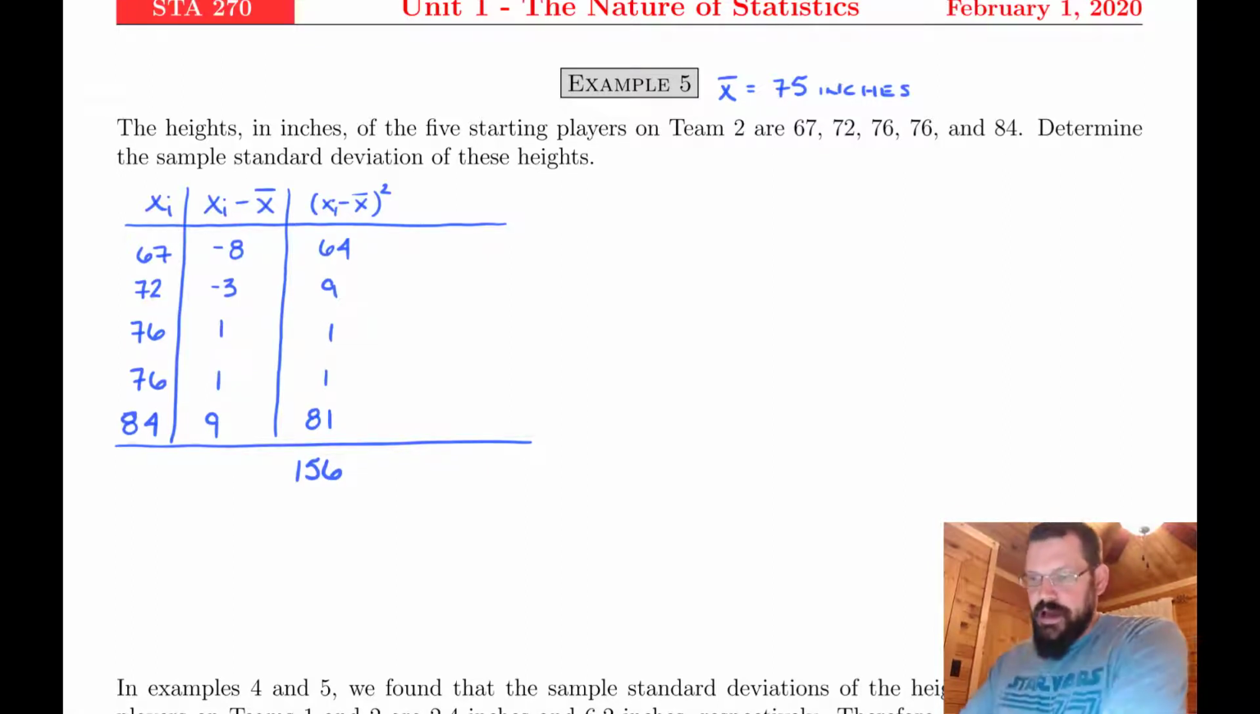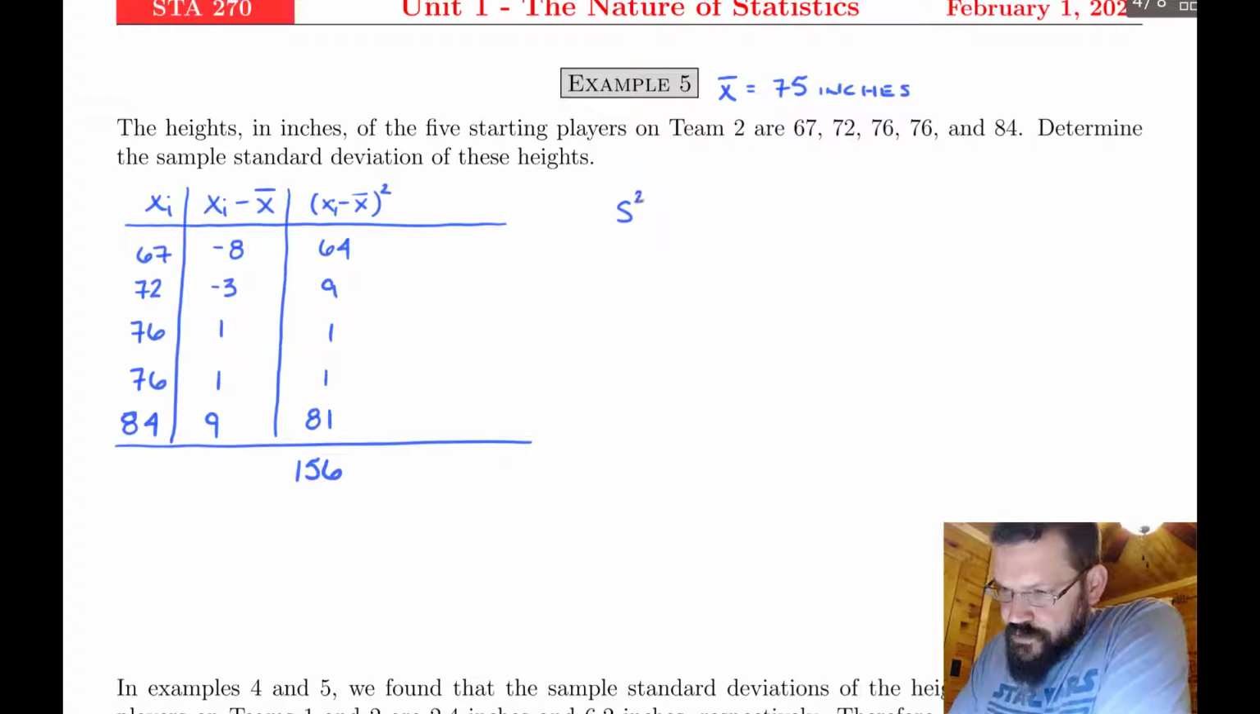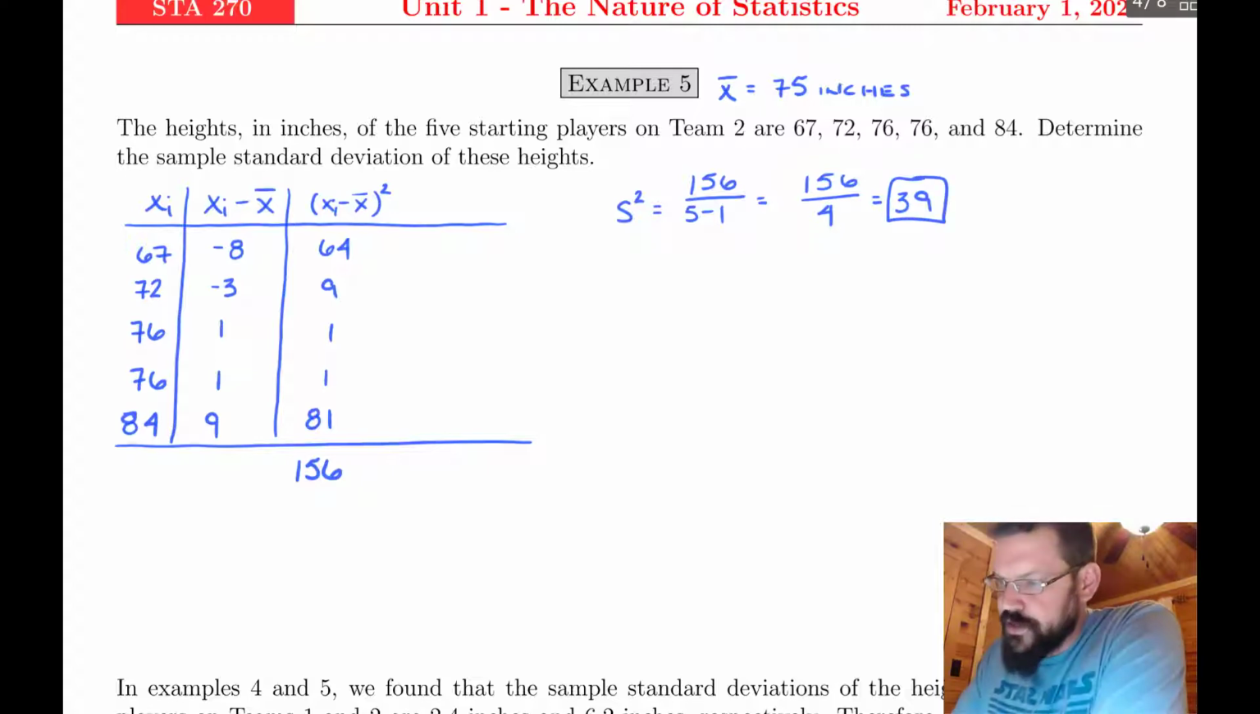Now from here, I can compute the S squared value for the sample variance, which is going to be 156 over sample size minus 1. So I get 156 over 4, which is going to be 39. So my sample variance is 39 square inches.